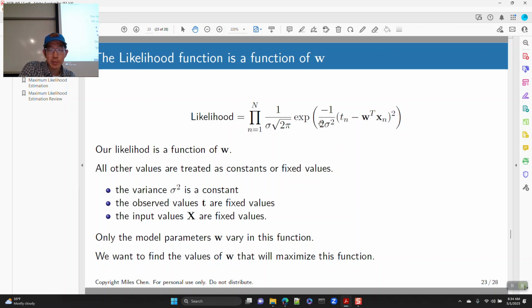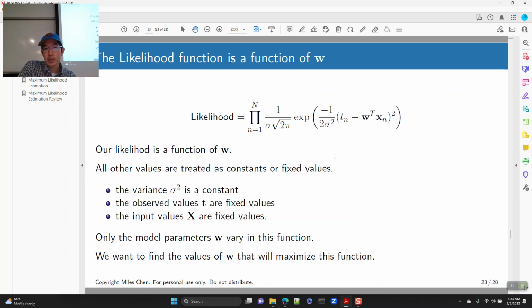We're going to leave sigma squared as just some kind of constant. Okay, so the observed value is t, the input value is x, those are all fixed. And then the only thing that we can really vary and change is what goes into w. What's our slope? What's our intercept? We want to figure out what values of w, what slope and intercept, are going to maximize this function.